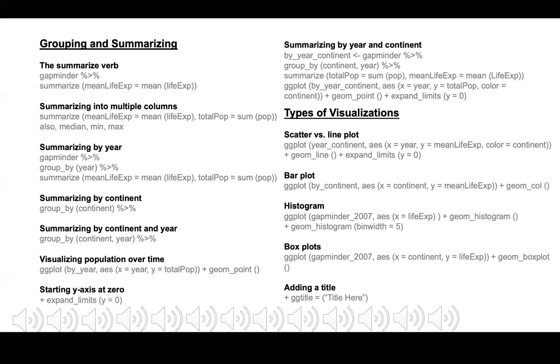But do remember that for some commands, you have to add it after the bracket. But for the aesthetics, you have to add it inside the bracket. For example, if you want to start your y-axis at 0, or you want to change your values into a log scale, you have to add the commands after the bracket. But if you want to add the colors or the sizes of different points, you have to do it inside the bracket.